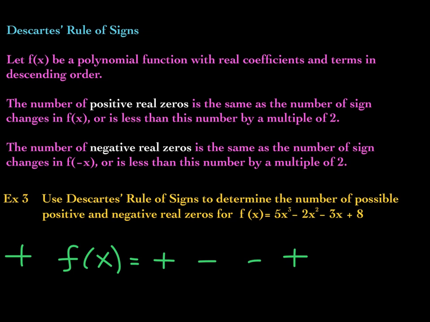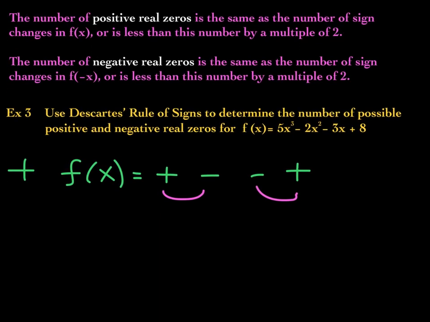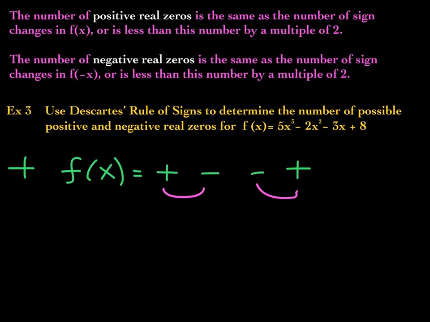Let's count the sign changes. This is a sign change, and this is a sign change. So there are 2 sign changes. So the Descartes' Rule of Signs says the number of positive real zeros is the same as the number of sign changes, or less than this number by a multiple of 2. So then what I know right now is that there are 2, because there's 2 sign changes, there are 2 or, right here it says less than this number.